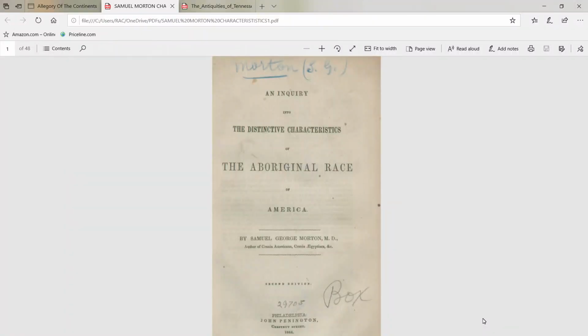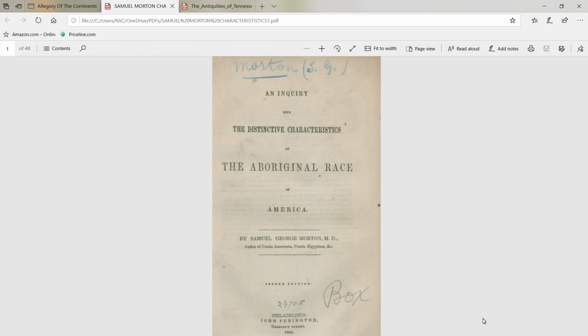This episode, we're going to be getting some visual and written word confirmation of the true physical description of the American Aboriginal. And to do that, I'm going to use three books, two from the 1800s and one put together recently that has images in it from the 1500s and 1600s. But we're going to start right here with the book An Inquiry into the Distinctive Characteristics of the Aboriginal Race of America by Samuel G.